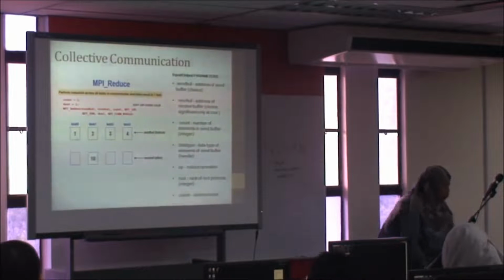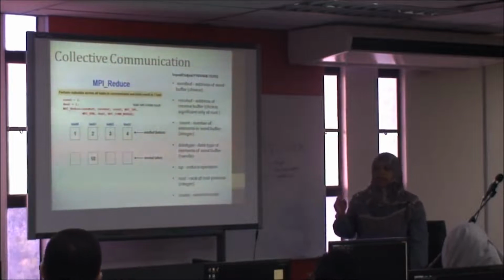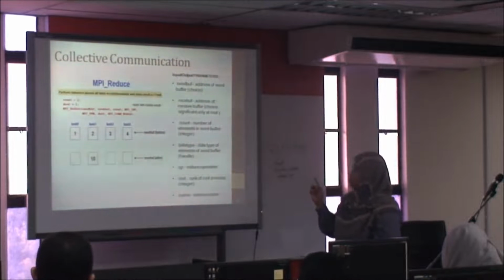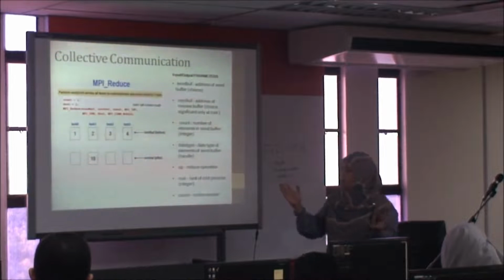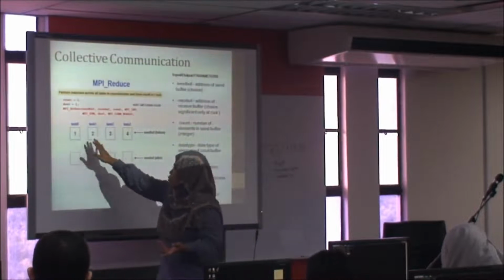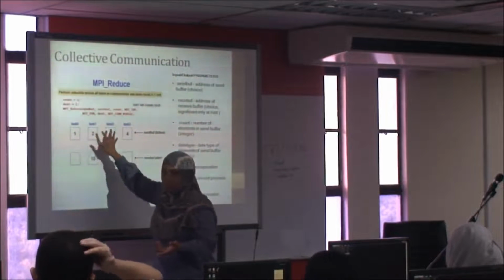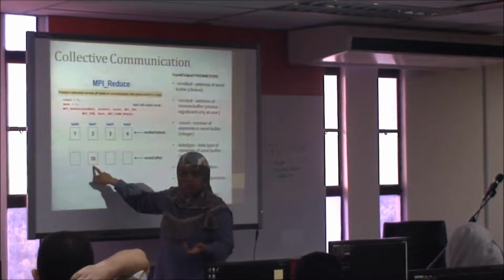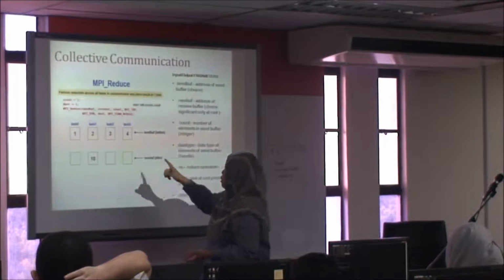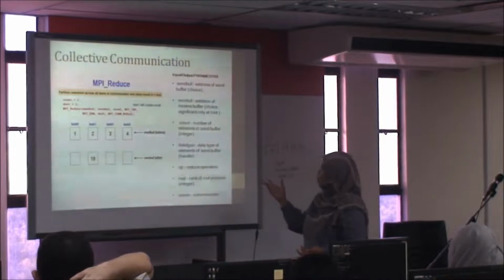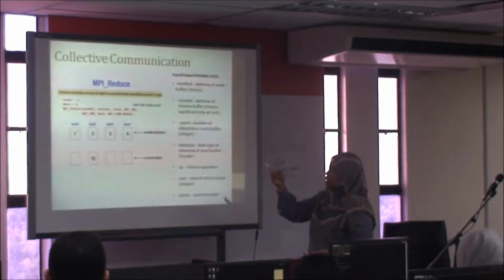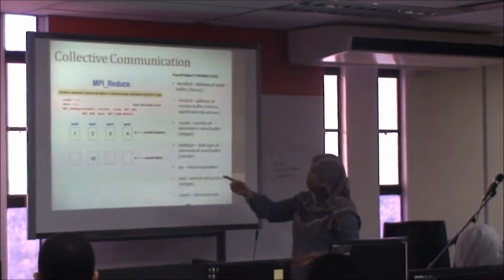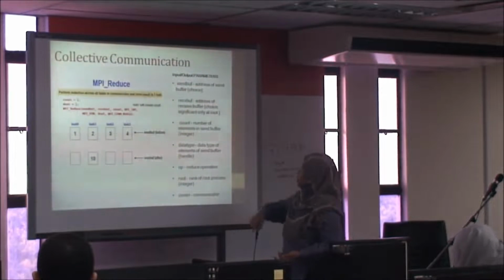Next, I want to show you one more example using MPI_Reduce. MPI_Reduce, as I mentioned, is similar to MPI_Gather, where it will gather the values from processes to one source. But the advantage of MPI_Reduce is that it will sum up if you are using MPI_SUM. So you will get the value of 10.